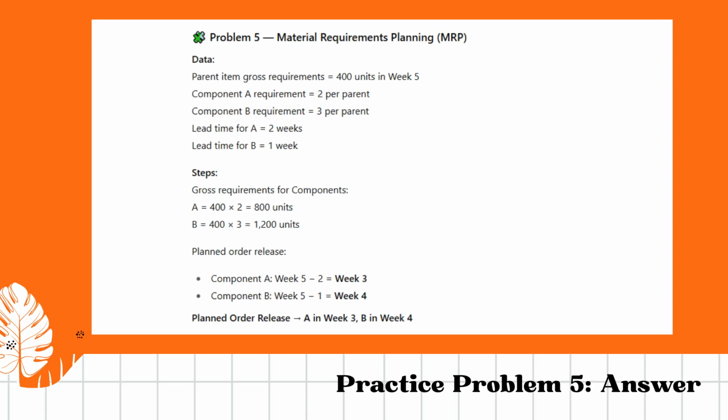Now, we look at the lead times. To have everything ready by week 5, we need to order component A 2 weeks earlier, in week 3, and component B 1 week earlier, in week 4. This is the basic logic of material requirements planning, working backward from the parent need date to make sure components arrive just in time.